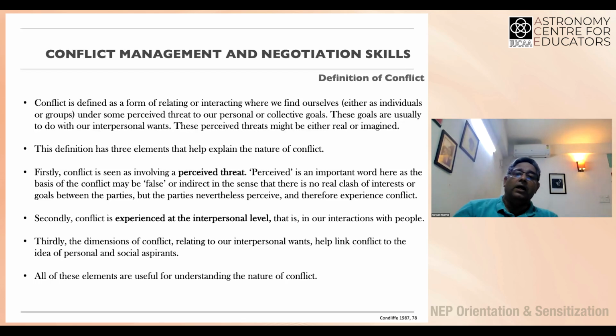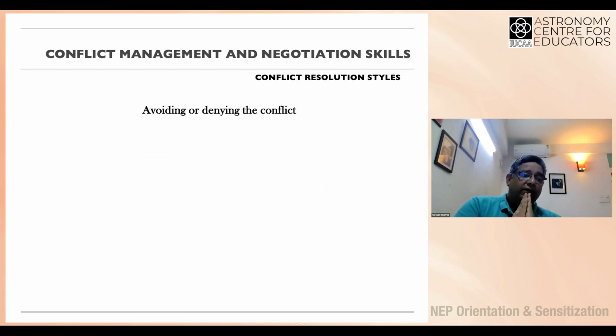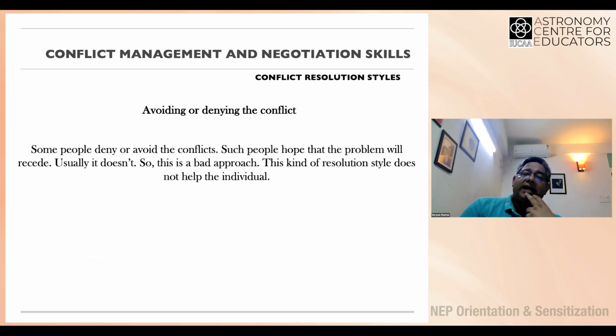So, there are many ways by which we can resolve conflict. For example, we can start by avoiding or denying the conflict. Some people deny or avoid the conflict. Such people hope that the problem will recede. Usually, it doesn't. So, this is a bad approach. This kind of resolution style doesn't help the individuals.